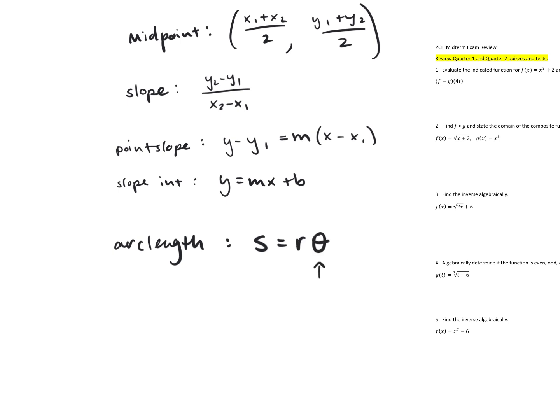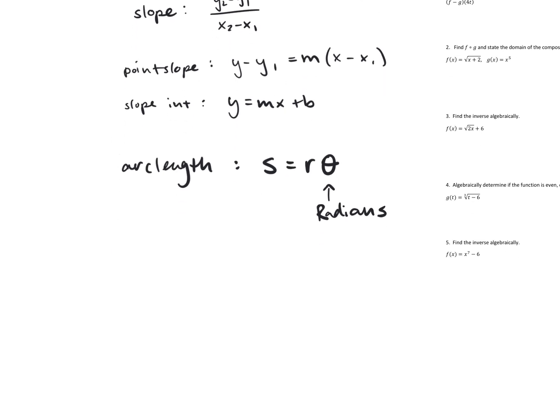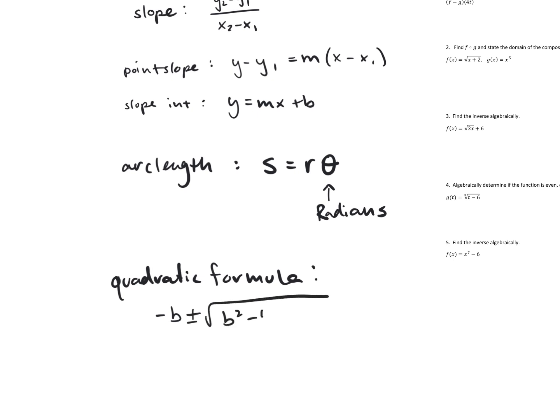And what does theta have to be in? Radians. So if it gives it to you in degrees, you'll have to convert it. Make sure you know how to convert. I'm not going to put that on formulas you need to know because that should be easy. We'll practice converting. One more. Quadratic formula. Negative b plus or minus the square root of b squared minus 4ac over 2a.